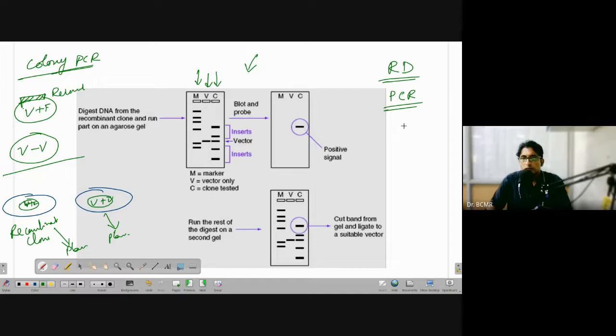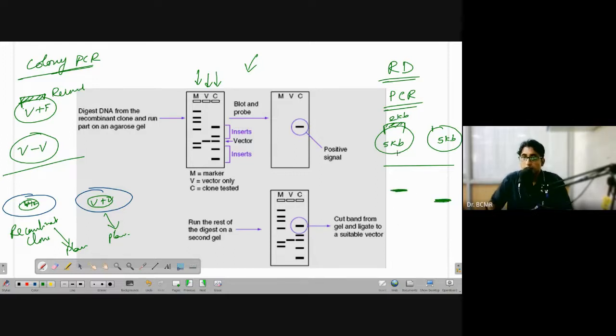We could have taken both of these plasmids. One is having a fragment, right? And one of them is not having a fragment. If the vector is about 5 kb and the fragment is about 2 kb, and the vector alone is only 5 kb, we can run electrophoresis and figure out which one is which. This one will run slower compared to that one.